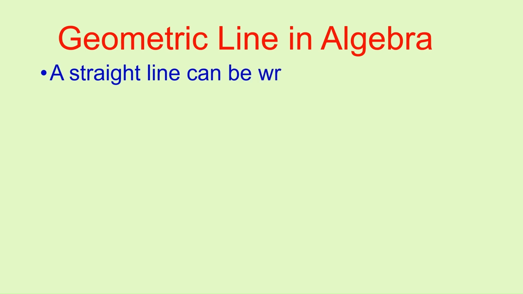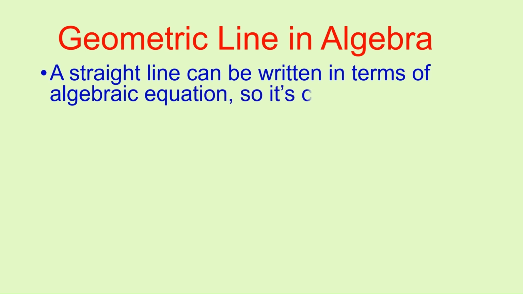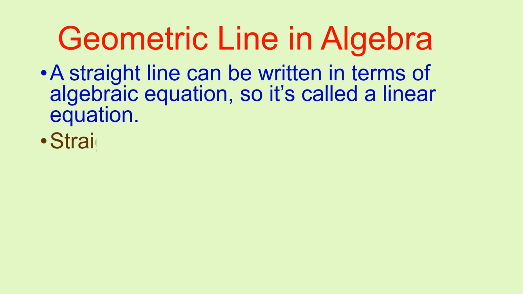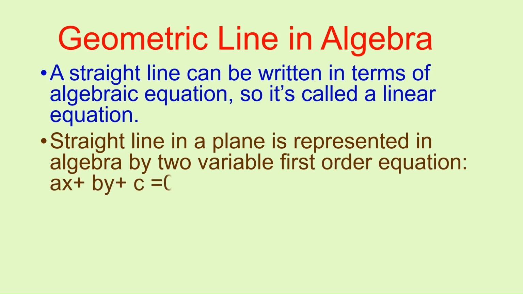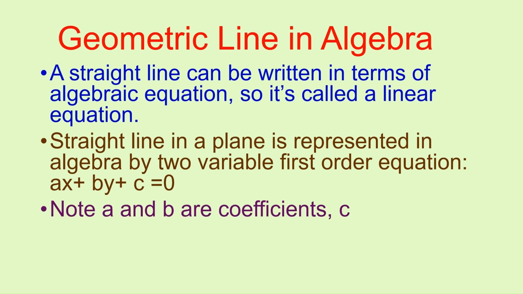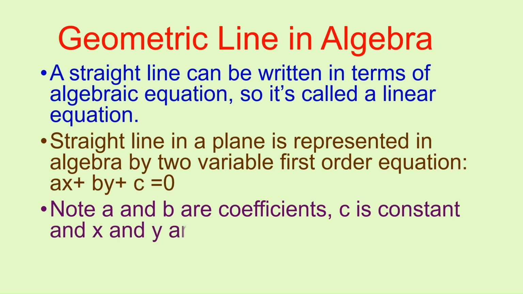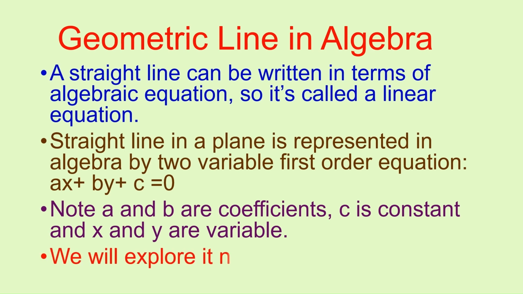Geometric line in algebra. A straight line can be written in terms of an algebraic equation, so it's called a linear equation. A straight line in a plane is represented in algebra by a two-variable first-order equation, ax + by + c equals 0. Note: a and b are coefficients, c is a constant, and x and y are variables. We will explore the line now.